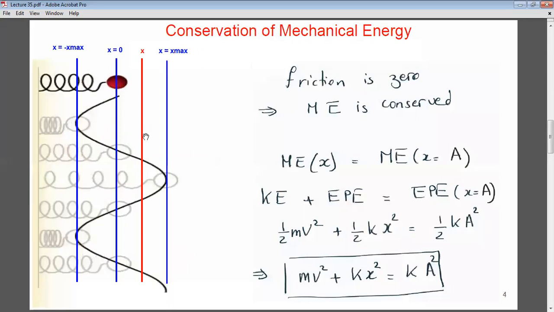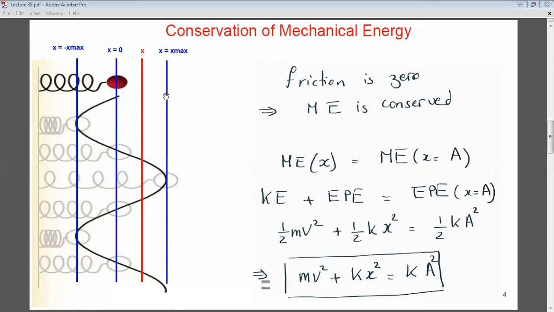But what if the object is not at these three particular values? So what if it is not at x maximum, it is not at x equals 0, it is not at minus x maximum? What if it's at another value x as shown here in red? In this case, if we want to calculate the v of it, we have to use conservation of mechanical energy. And we have the right to use it because friction is zero. We don't have any friction. So mechanical energy is conserved. So mechanical energy at x is basically mechanical energy at x equal the amplitude, or x equal x maximum.